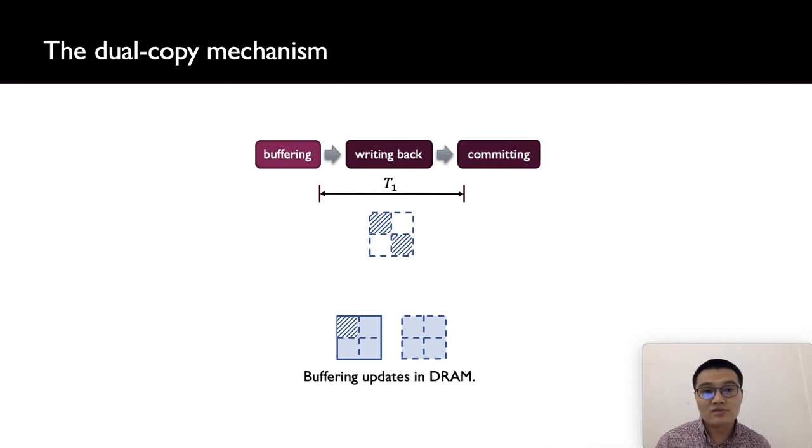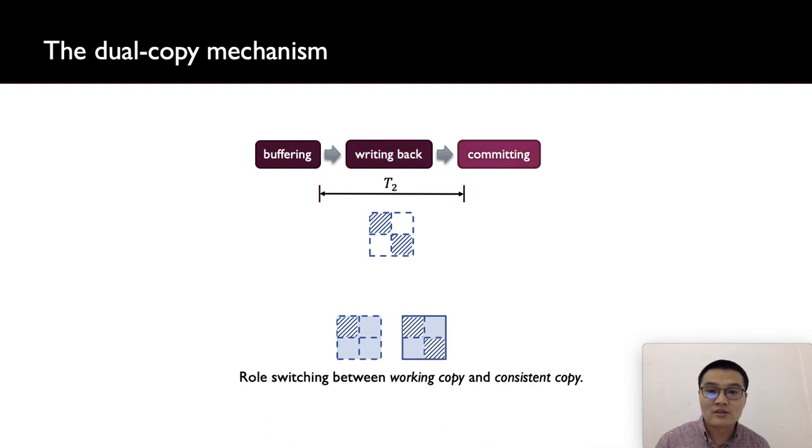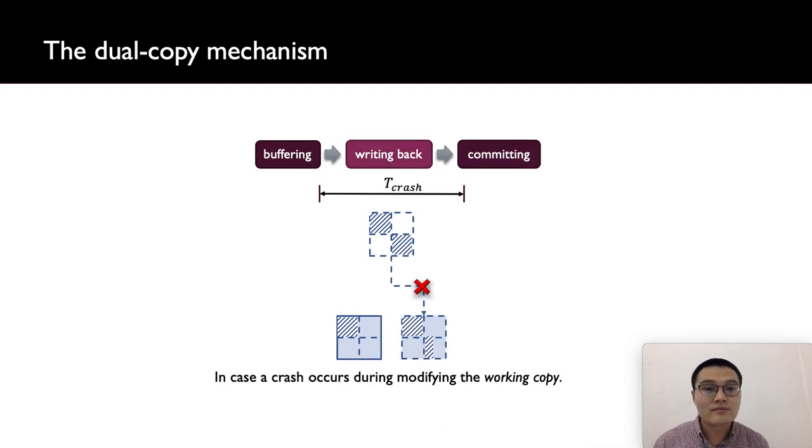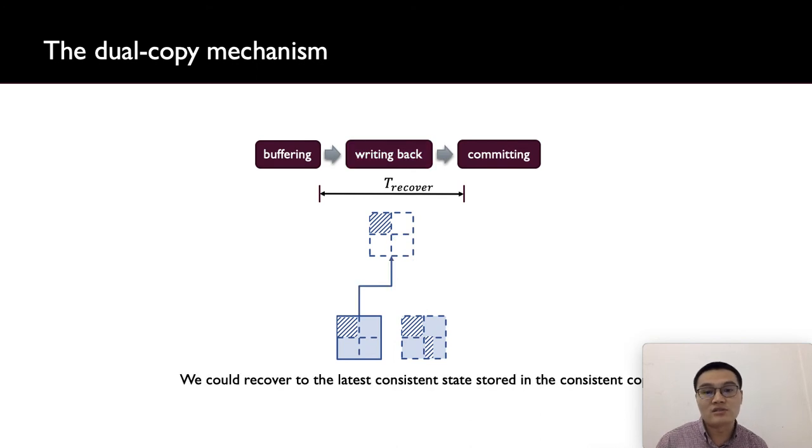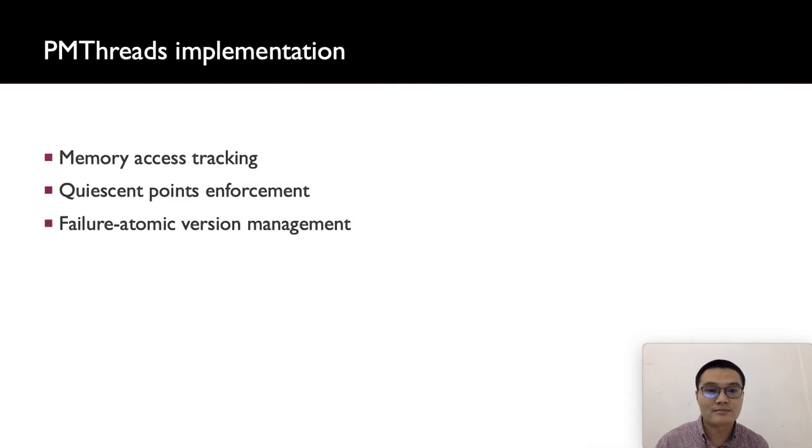And then we will enter the next execution interval. Just like the previous one, we will first buffer updates in DRAM, and then write back to the new working copy this time. And finally, the committing operation. And if a system crash occurred, we could roll back the non-volatile data to its latest correct state that's stored in the consistent copies.